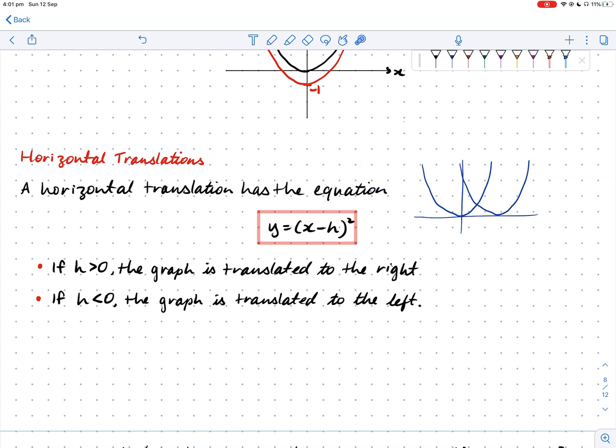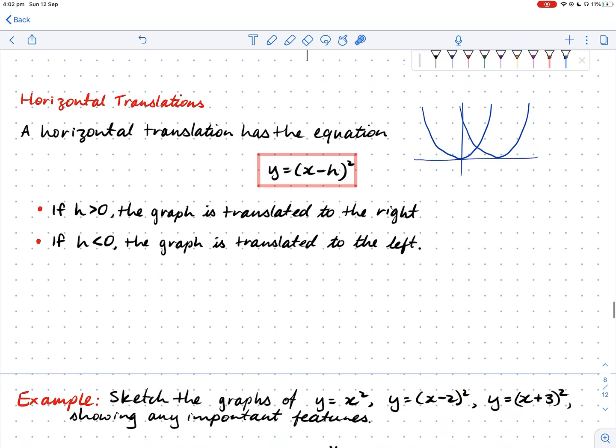To move this, this part of the equation is y equals (x minus h) squared. It's really important that it is a minus in the middle. You will see why in a little bit. So if h is positive, then the graph is moving towards the right. If h is negative, then the graph is going to be moving towards the left.